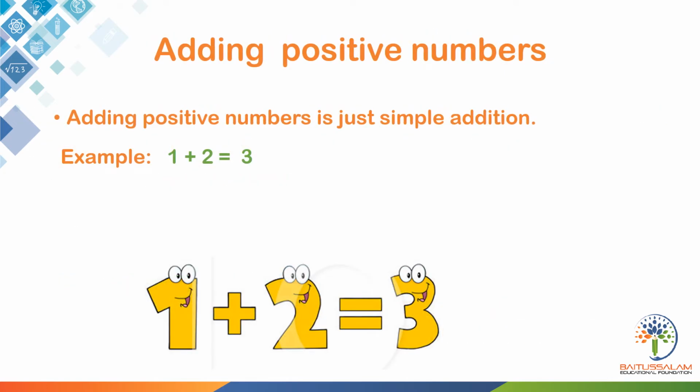Adding positive numbers. Adding positive numbers is just simple addition as shown in the above example. Adding 1 and 2 is just like adding +1 and +2.